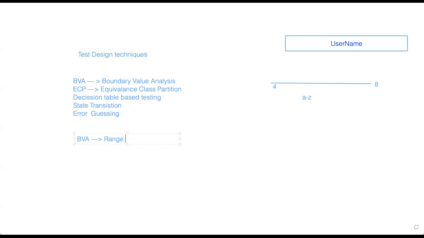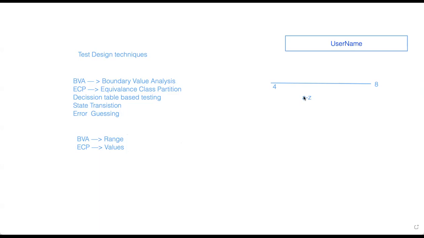And ECP talks about the value. What is the value here? A to Z, lowercase only. ECP checks what values are exactly allowed. So BVA is a range check and ECP is a value check. Now, see the example for BVA.